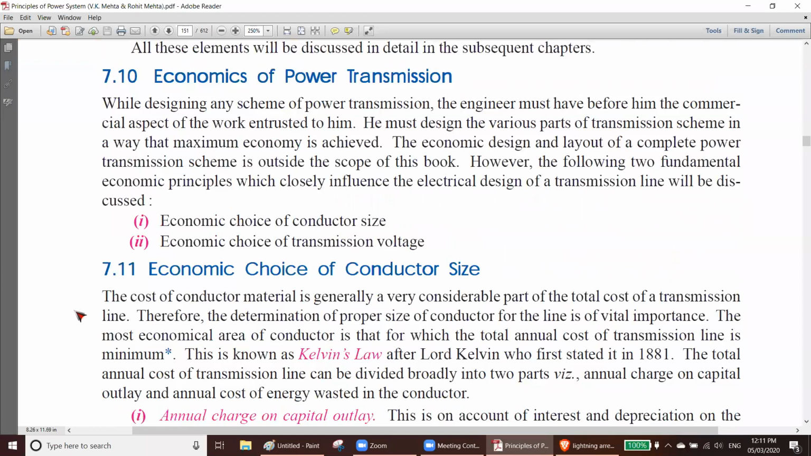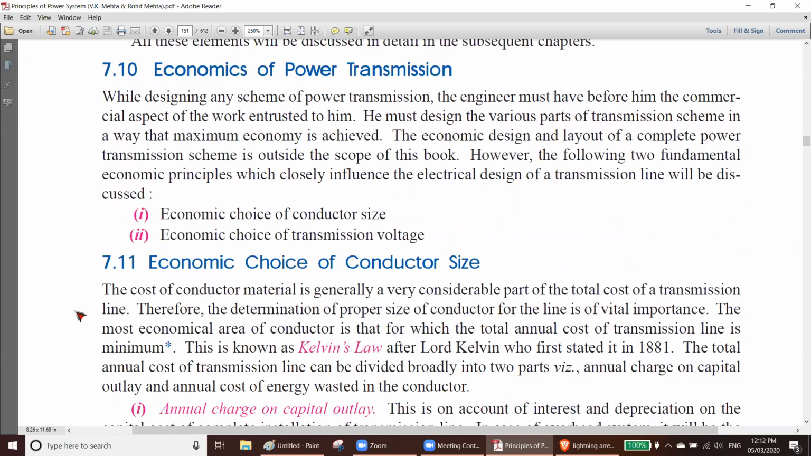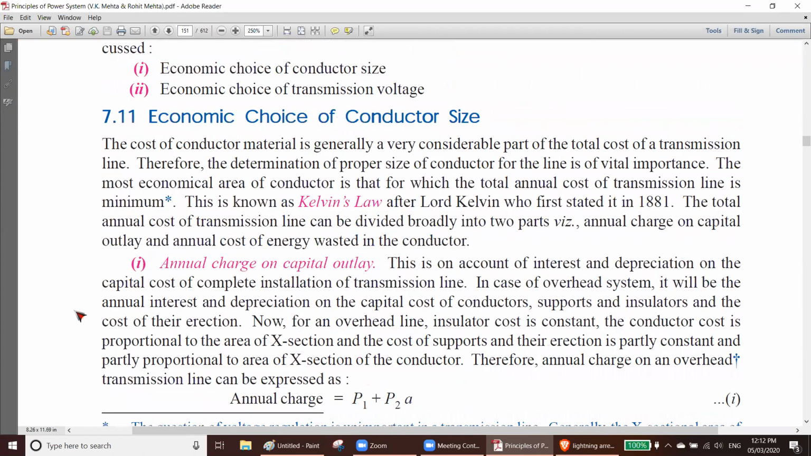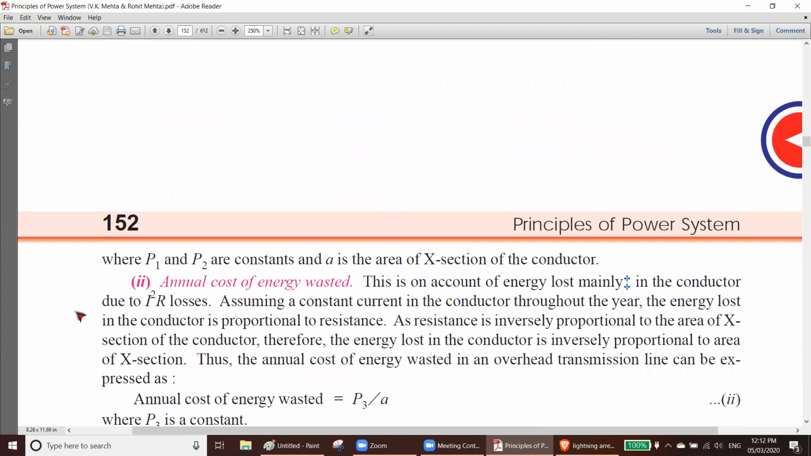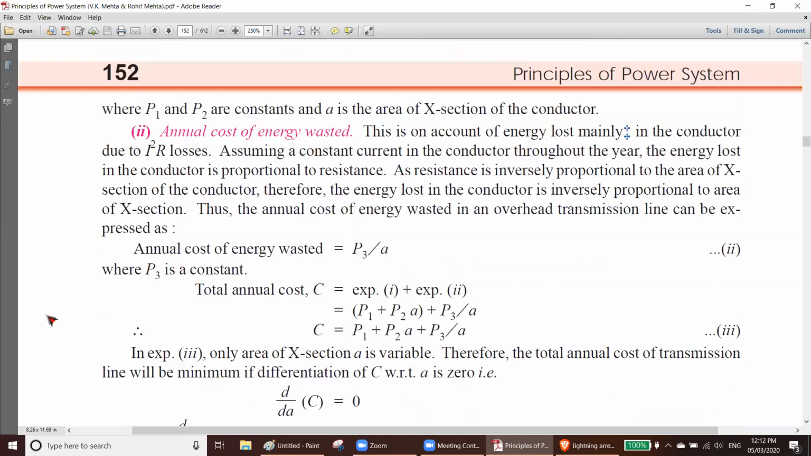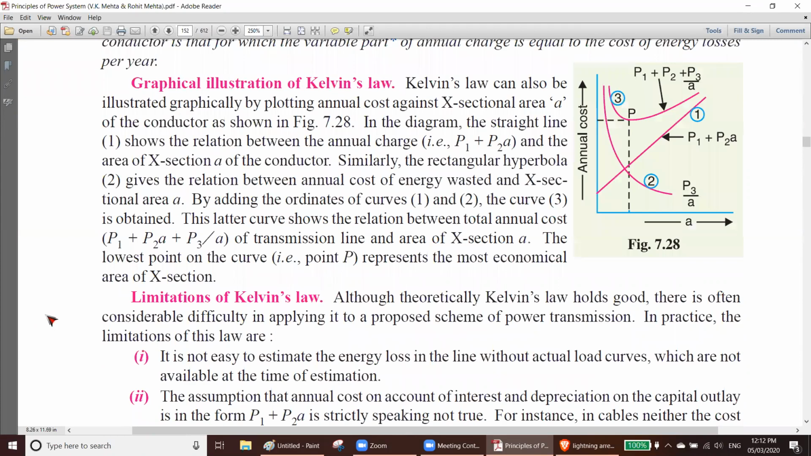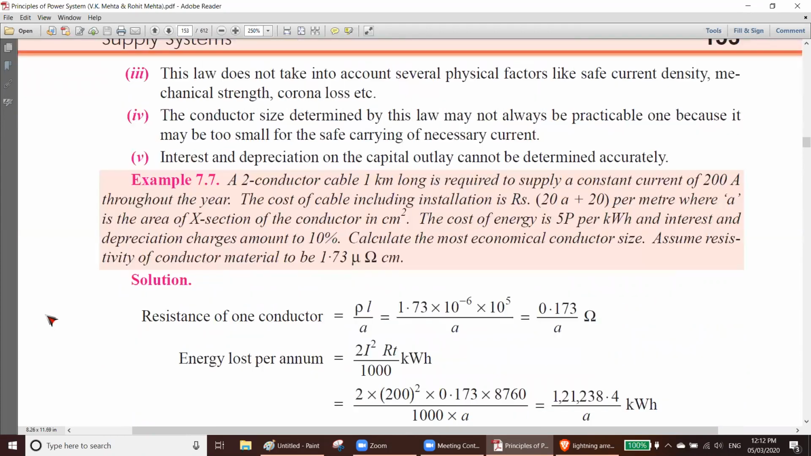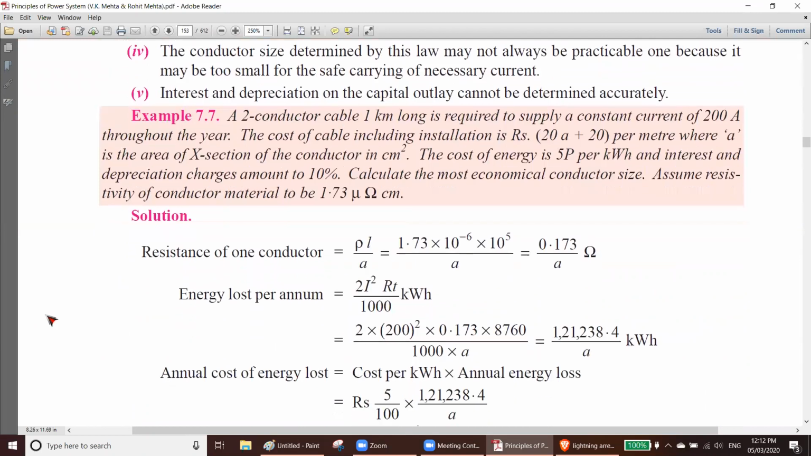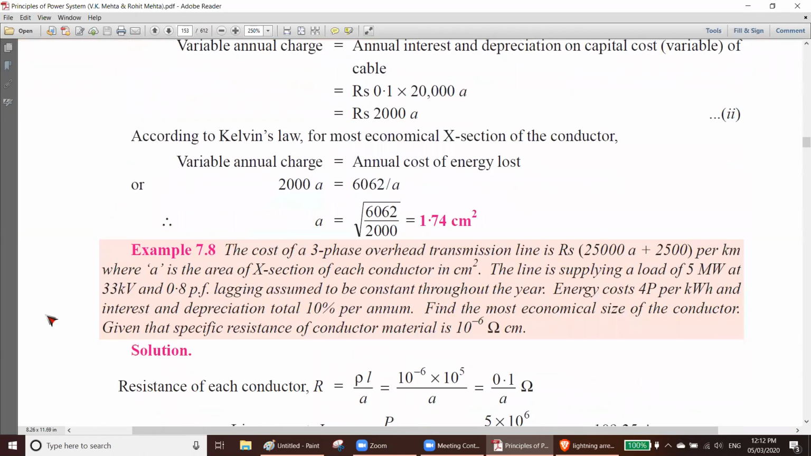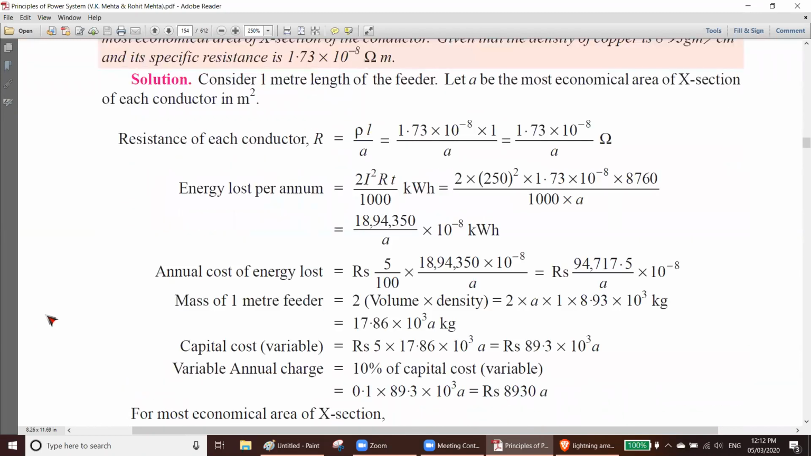And the economics of power transmission. Now we are not going to talk about that. You can read it by yourself. This is completely a topic of economics, the cost calculation. No need for our tiny syllabus.